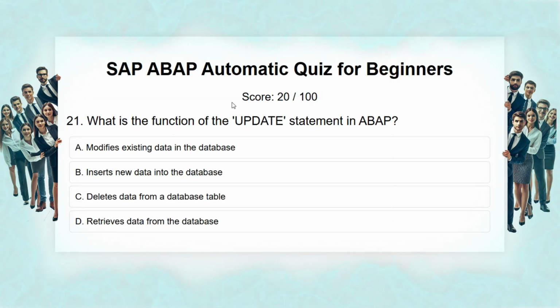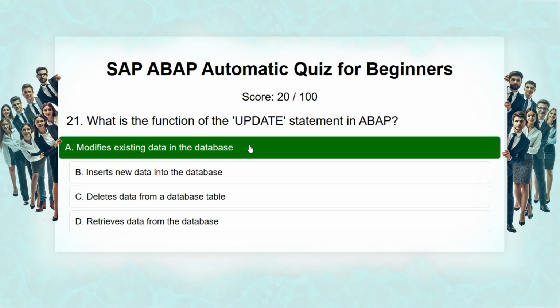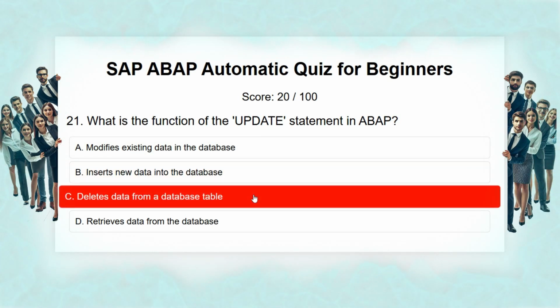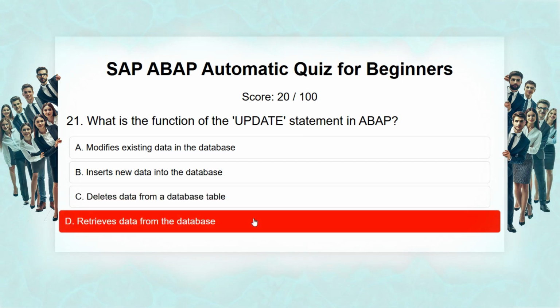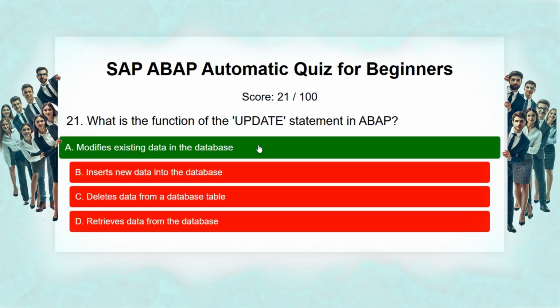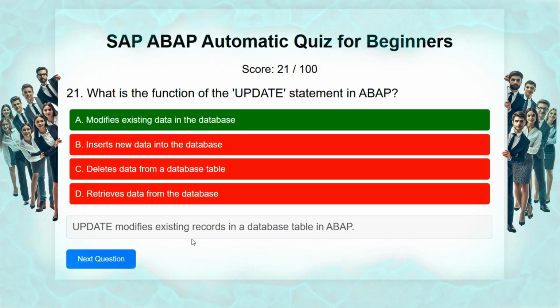21. What is the function of the update statement in ABAP? A. Modifies existing data in the database. B. Inserts new data into the database. C. Deletes data from a database table. D. Retrieves data from the database. Correct answer. Update modifies existing records in a database table in ABAP.